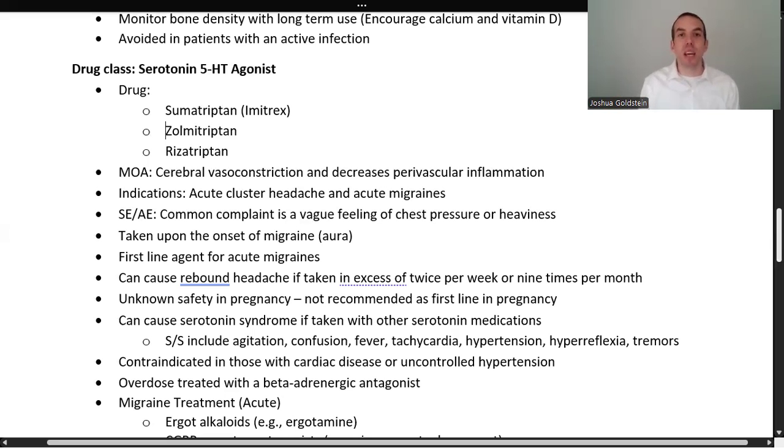That is because it can cause a rebound headache. If they're taking it more than that, if they're taking it, let's say, 4 days in a row, every day, now on day 5, they're just automatically going to end up with a migraine because it's called a rebound headache at that point.